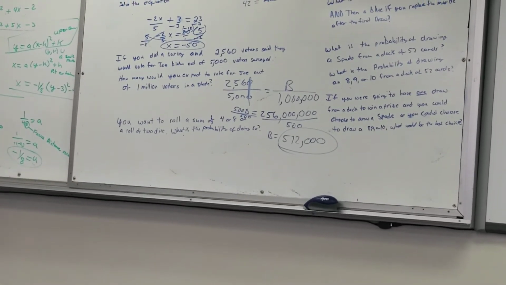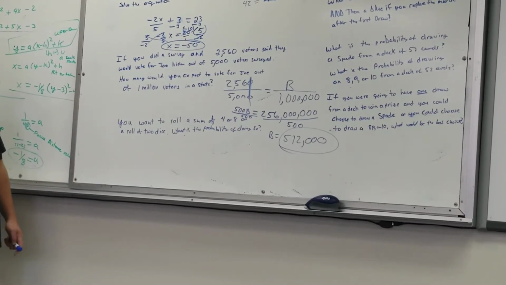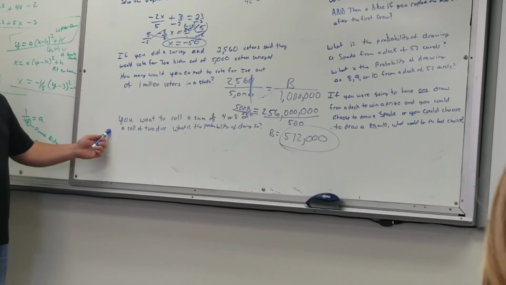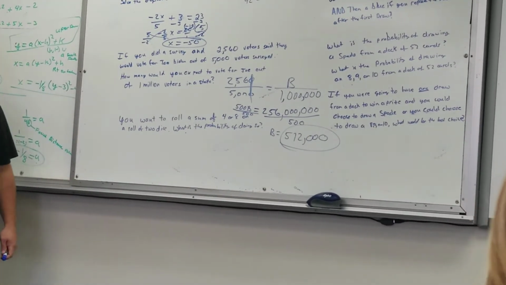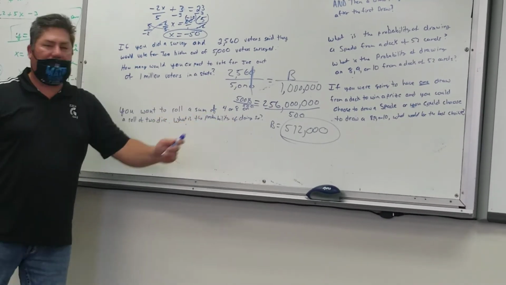So this is the type of questions you're going to have on your quiz today. Something like that. Okay? Now, let's do this one. You want to roll a sum of 4 or an 8 on a roll of 2 dice. I'm going to roll 2 dice at the same time. What's the probability of rolling a 4 or an 8?